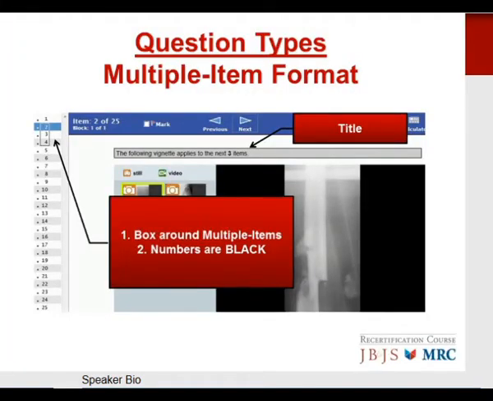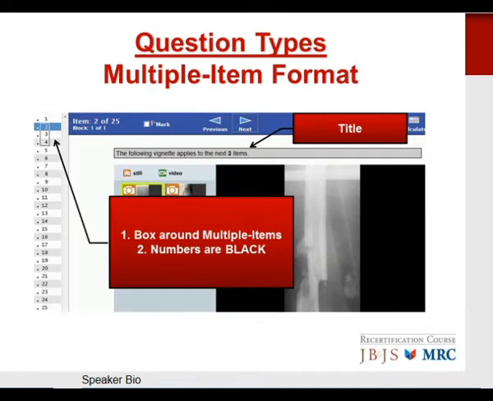You will recognize these based on a couple of different features within the test-taking software. There will be a title that appears in gray where it says the following vignette applies to the next 3 items. And there will be a box around the multiple items, and the numbers critically are black.